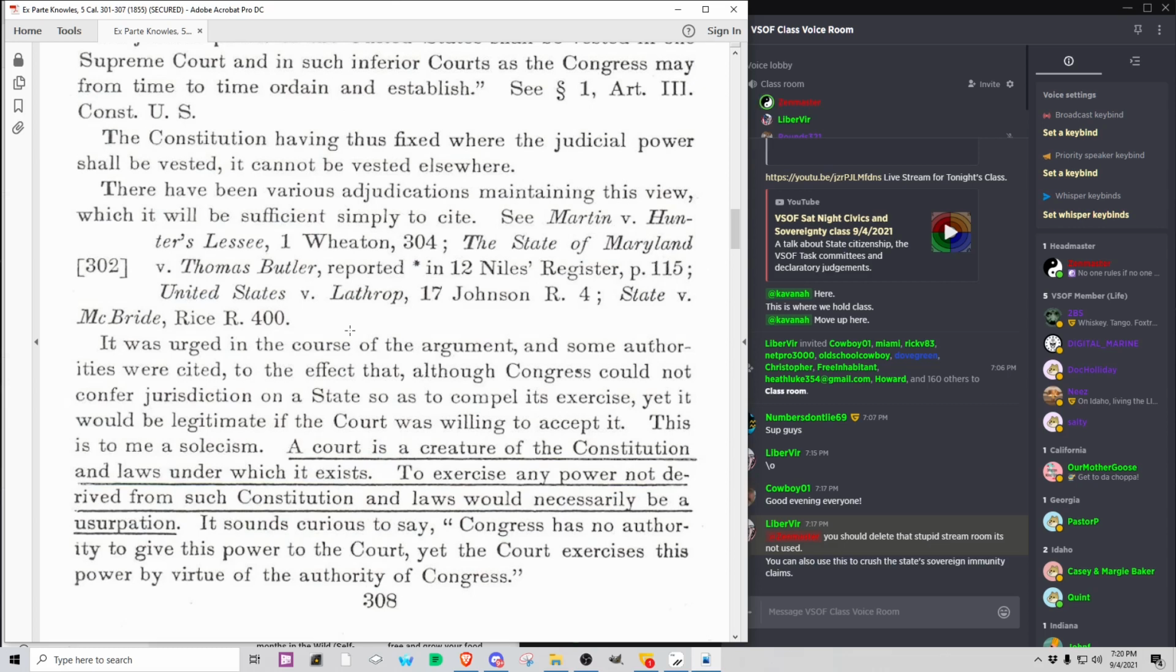A court is a creature of the Constitution and laws under which it exists. To exercise any power not derived from such Constitution and laws would necessarily be a usurpation of the Constitution, whether state or federal, doesn't matter. It sounds curious to say, quote, Congress has no authority to give this power to the court, yet the court exercises this power by virtue of the authority of Congress.